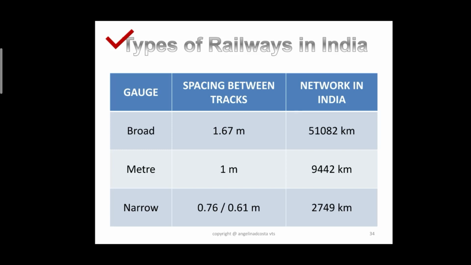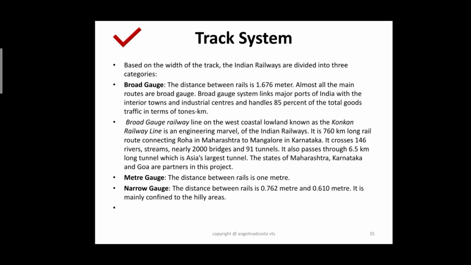A recap on gauges with a little more information. Broad gauge, meter gauge, and narrow gauge come under the track system. It is based on the width of the track. The Indian railways are divided into three categories. Broad gauge, the distance between the rails is 1.676 meters. Almost all the main routes are broad gauge. Broad gauge system links major ports of India with the interior towns and industrial centers and handles 85% of all total goods traffic in terms of tons kilometers.